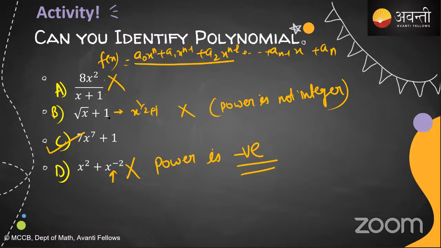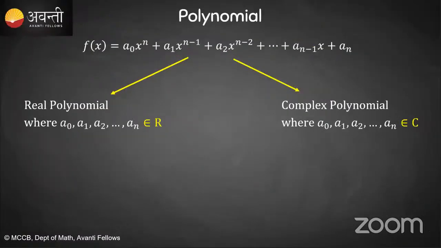Similarly, root x plus 1, x raised to the power half plus 1. This is also not a polynomial. Why? Because the power is not an integer, right? C is a polynomial and D is not a polynomial. Why? The power is negative, right? Is this clear? So now you can easily identify which of these are polynomials and which are not, right? So let's proceed further.